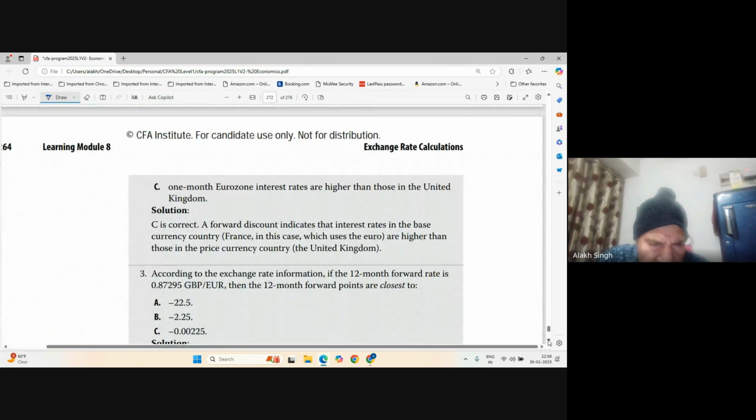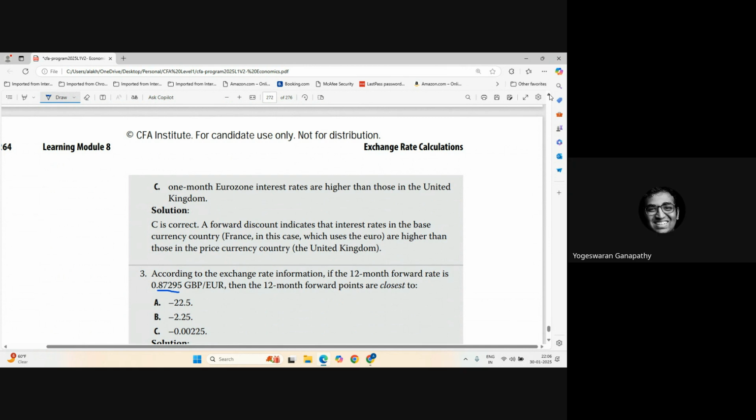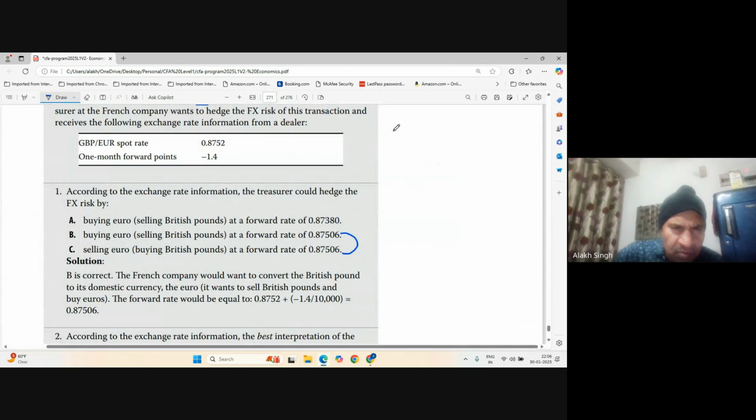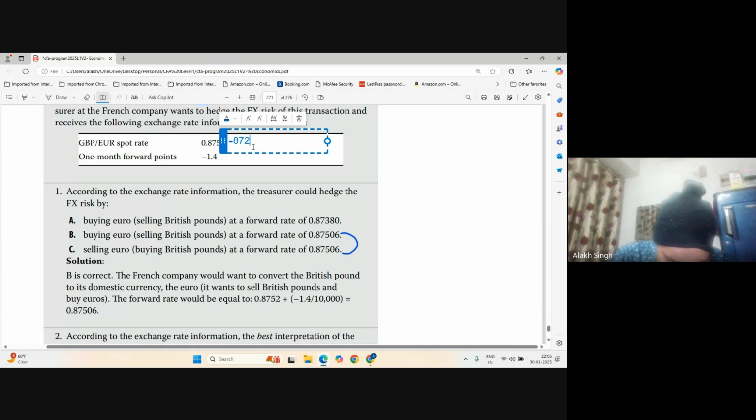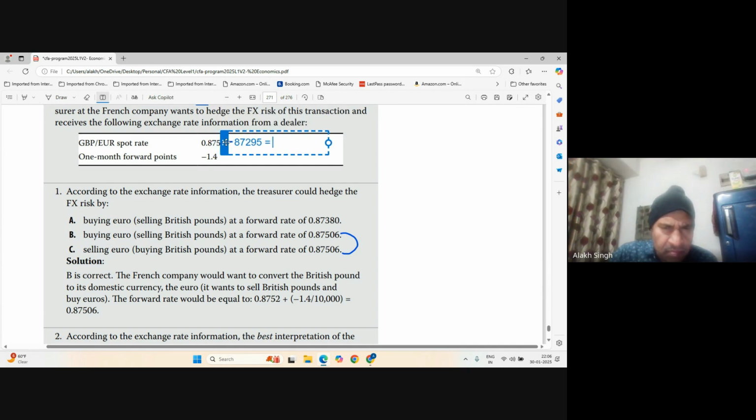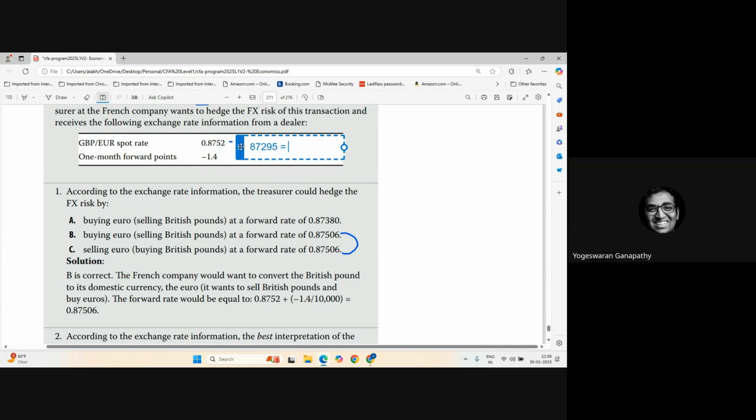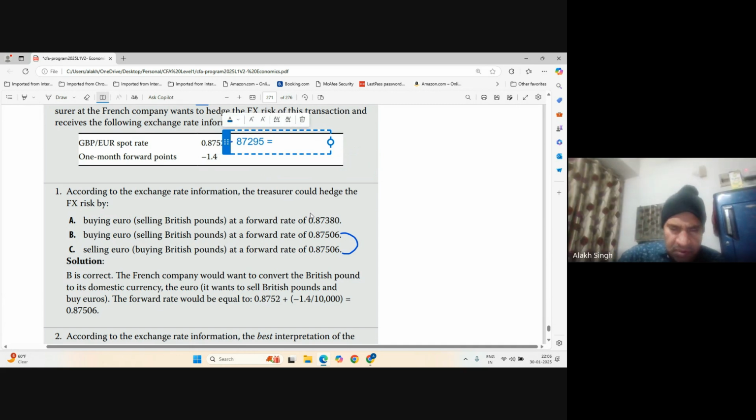Question number 3. According to the exchange rate, if the 12-month forward is 0.87295, let me type it. So 0.87295 minus 0.8752, and then multiply it by 10,000. How much does it come to? After multiplying by 10,000, it is minus 22.5. So minus 22.5, times 10,000.